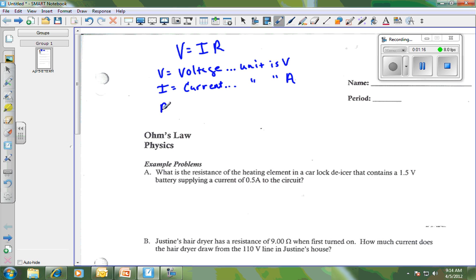R, that variable is for resistance. And the unit is the sign omega. And we say that as ohms. That's what the omega stands for. Resistance is measured in ohms.